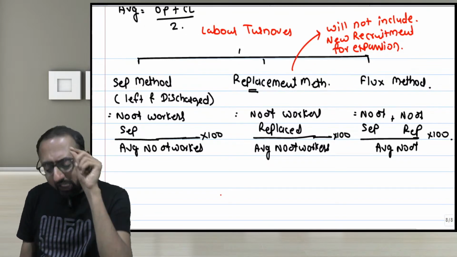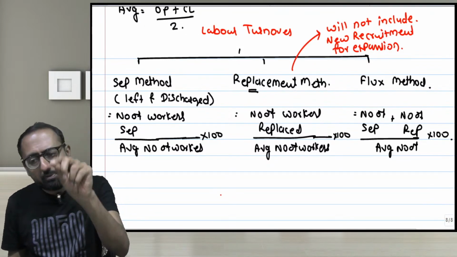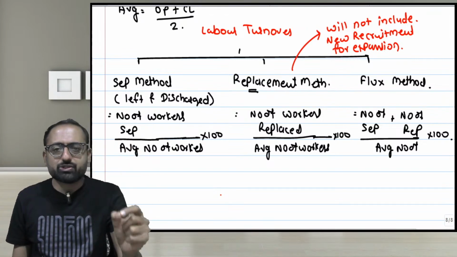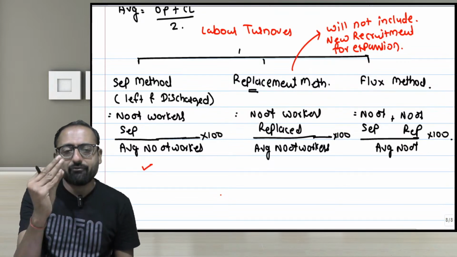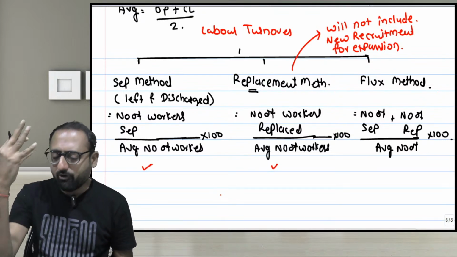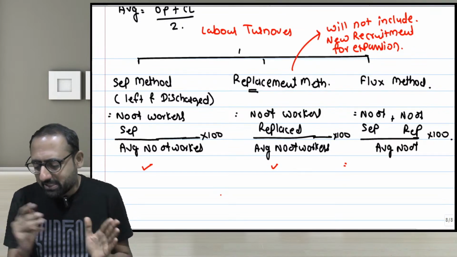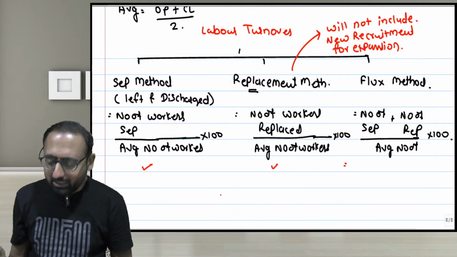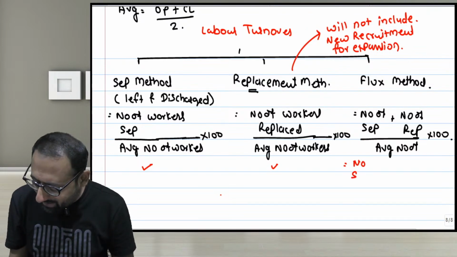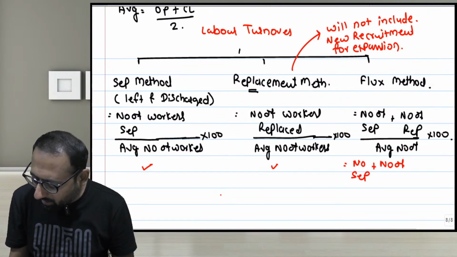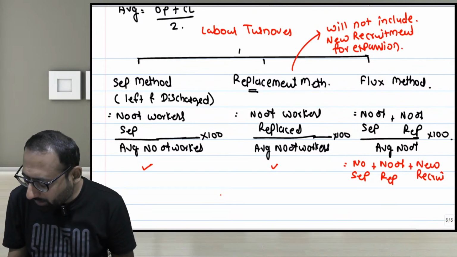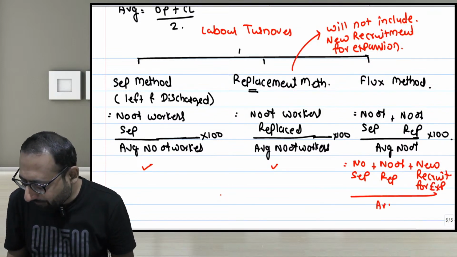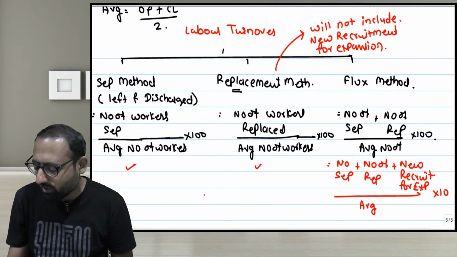So guys, boys and girls, if in a question new recruitment for expansion is given, then sir, the separation method formula will be as it is. The replacement formula will be as it is. But there will be a change in the flux method formula. The flux formula will be number of workers separated plus number of workers replaced plus new recruitment for expansion, divided by average number of workers, obviously into 100.